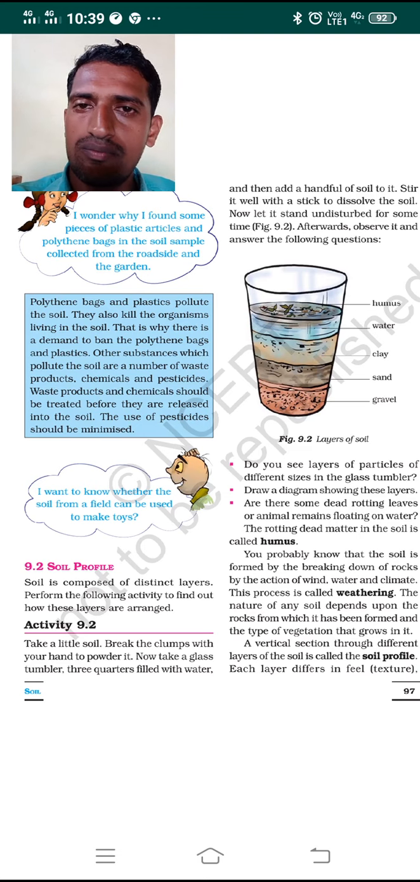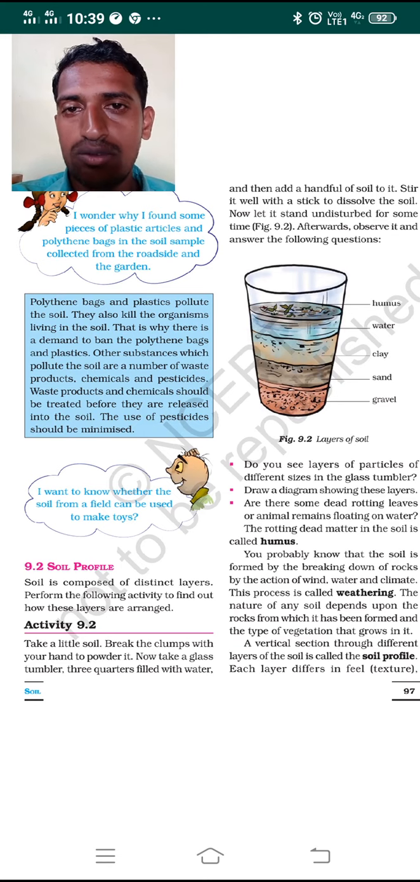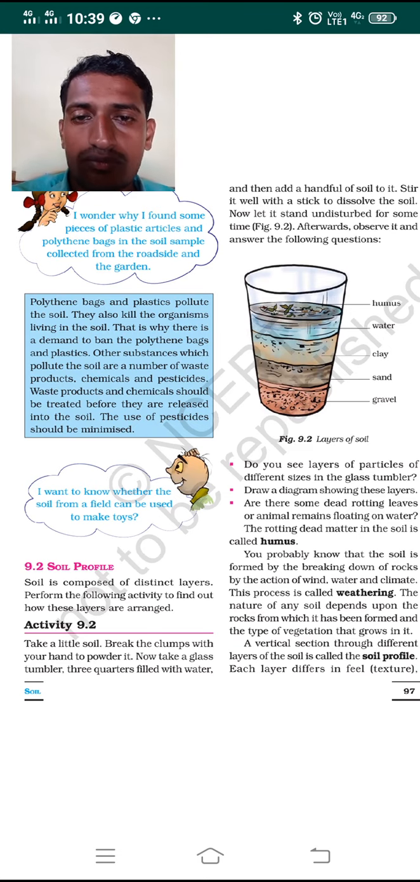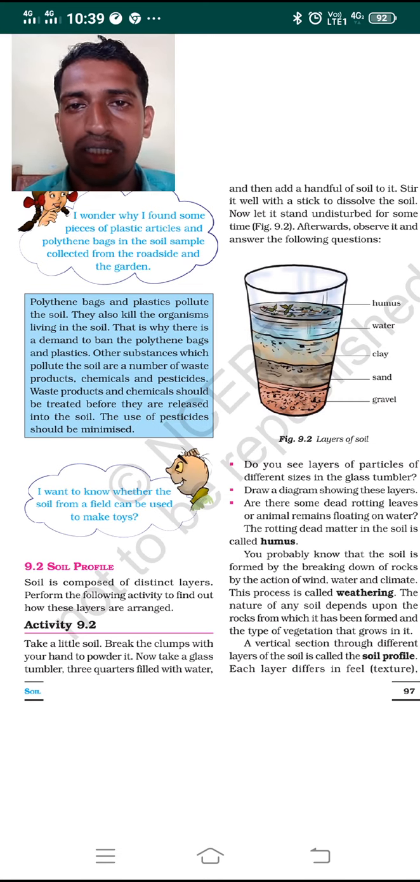Why is it found? This is due to what? Most of us throw polythene bags and broken plastic articles onto the road or anywhere we like. That leads to this material getting mixed with the soil. So what is the contribution of these polythene bags and plastics to the soil? Are they helpful, or are they going to harm something for human life?